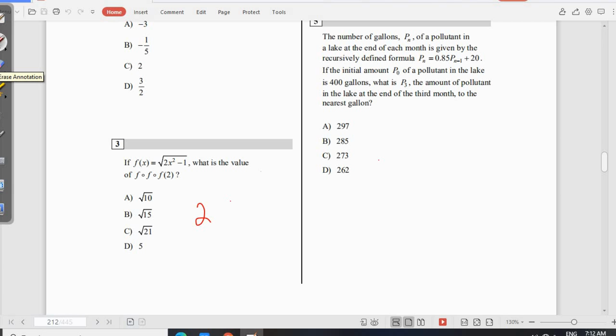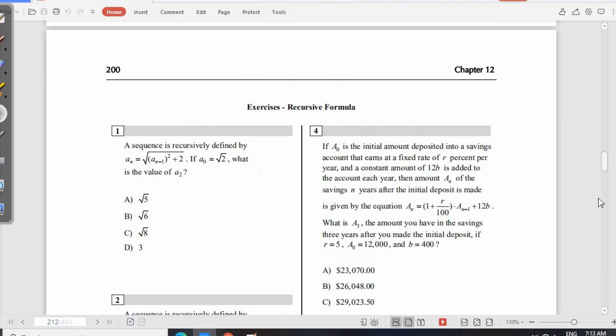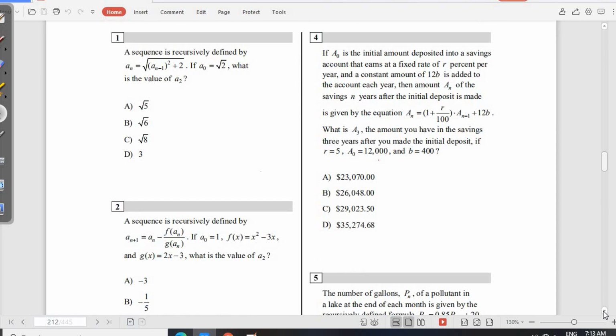Let me check the answer and tell you which of them. Let's try it. So if you don't get 5, you are not correct. Try it by yourself. Alright. Looking at question number 4.